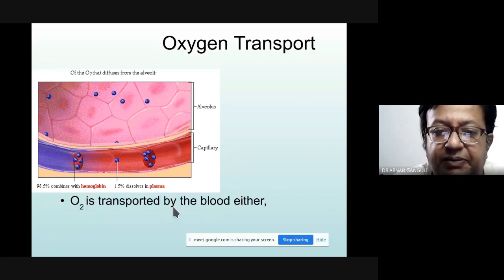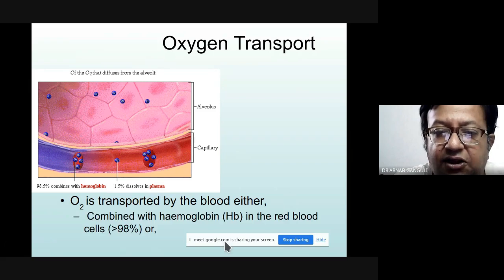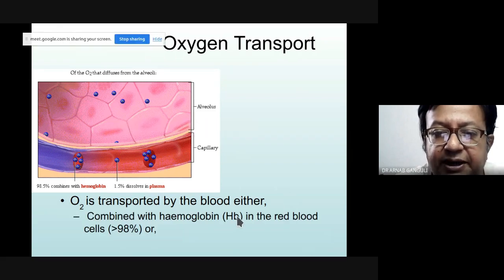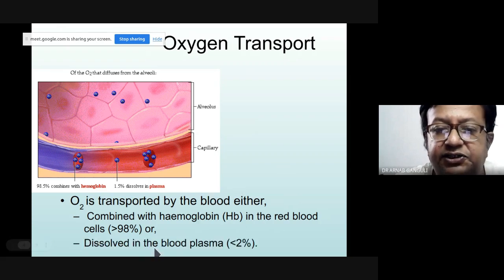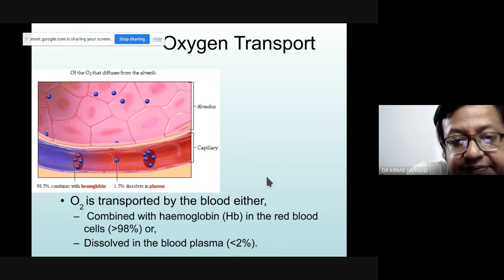O2 is transported by blood either combined with hemoglobin in the red blood cells, 98.5%, or it is dissolved in the blood plasma, less than 2%, 1.5%. Clear? Yes, sir.